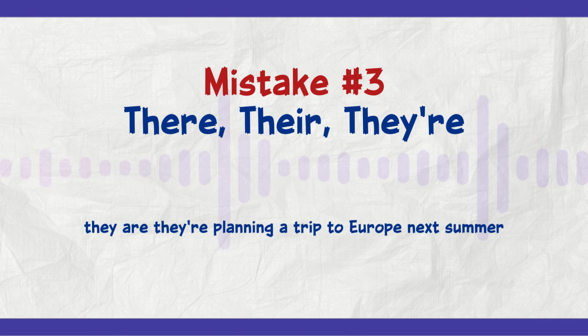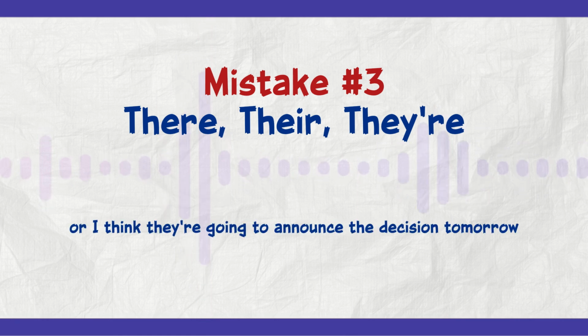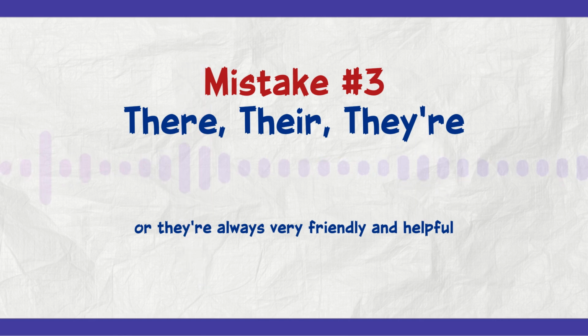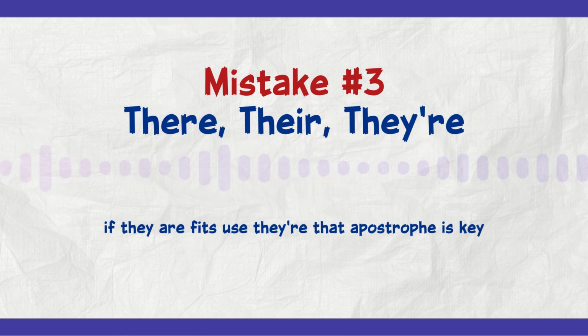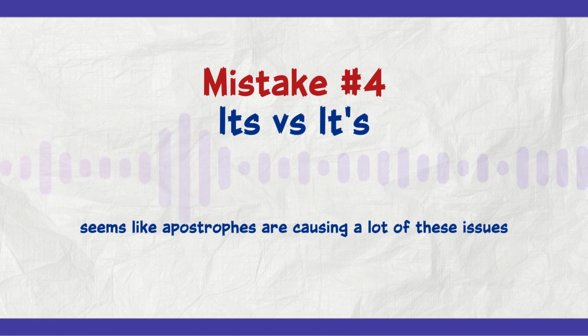T-H-E-Y-'-R-E. They are. They're planning a trip to Europe next summer. They are planning. Or, I think they're going to announce the decision tomorrow. They are going to announce. Or, they're always very friendly and helpful. They are always friendly and helpful. Again, if they are fits, use they're. That apostrophe is key. It seems like apostrophes are causing a lot of these issues.